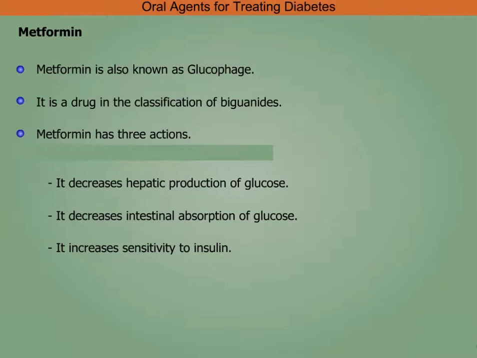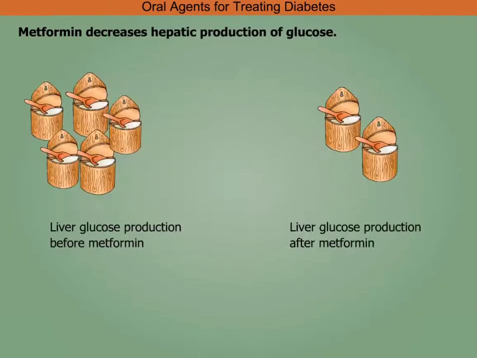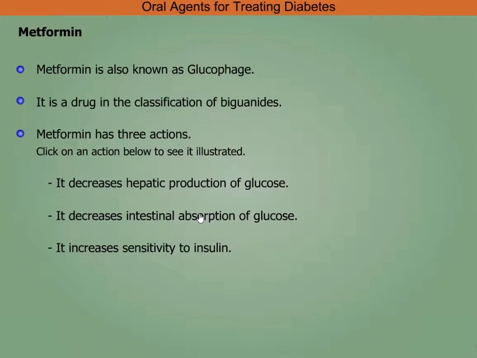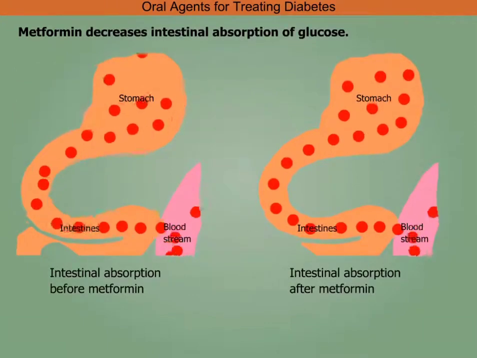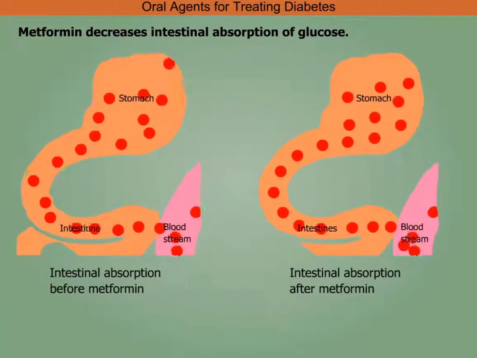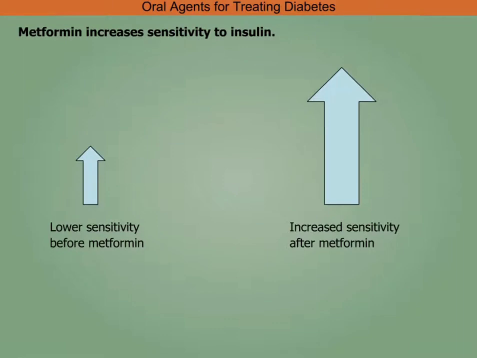It decreases hepatic production of glucose. It decreases intestinal absorption of glucose. And it increases sensitivity to insulin.